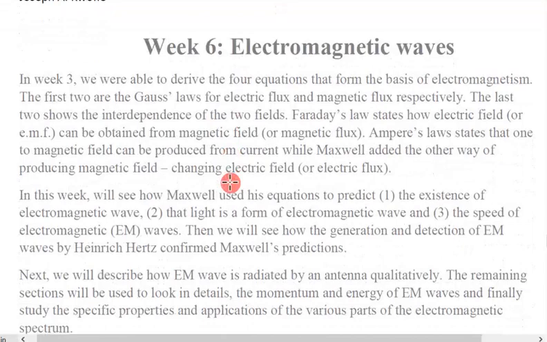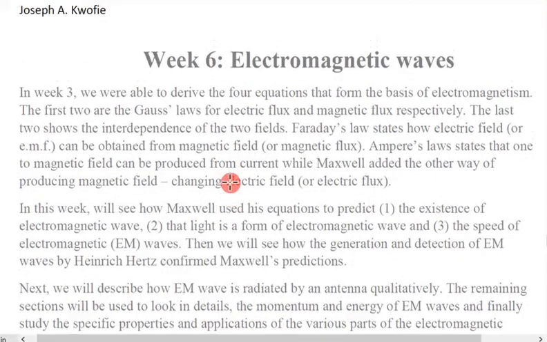In this first part of 2 videos that I'm going to give, I'm going to explain to you how Maxwell was able to predict the existence of electromagnetic waves, how he was able to tell that light was also part of electromagnetic waves, and how he was able to predict the speed of electromagnetic waves. All this he did and even passed on before the discovery of the existence of electromagnetic waves.